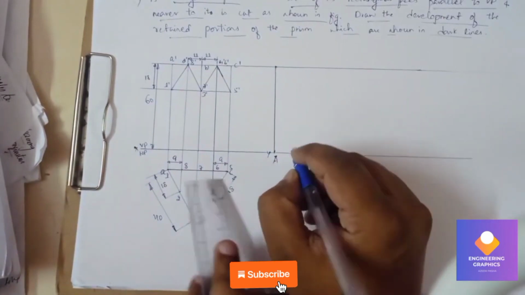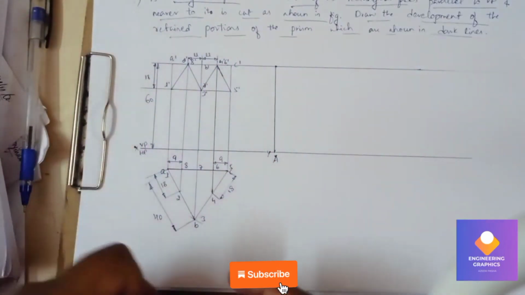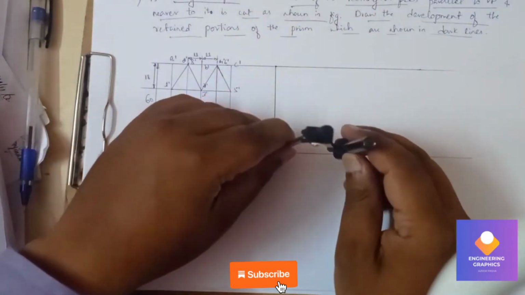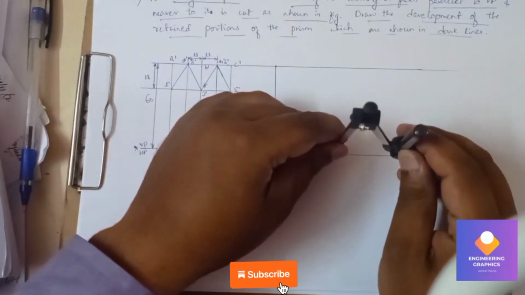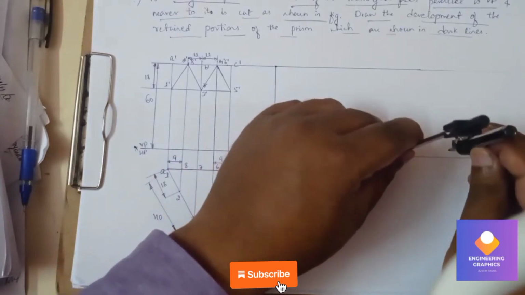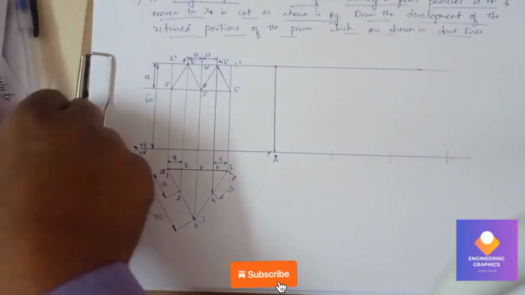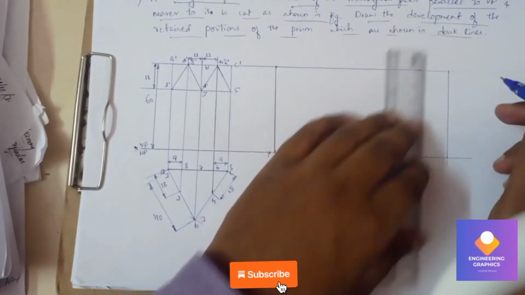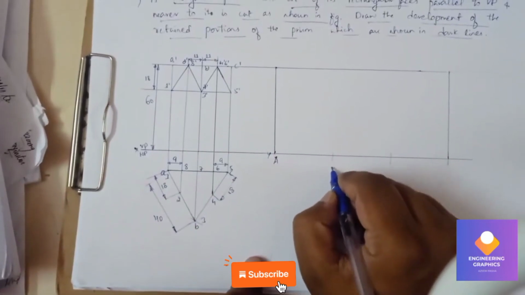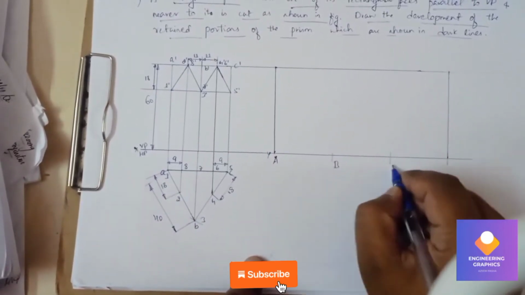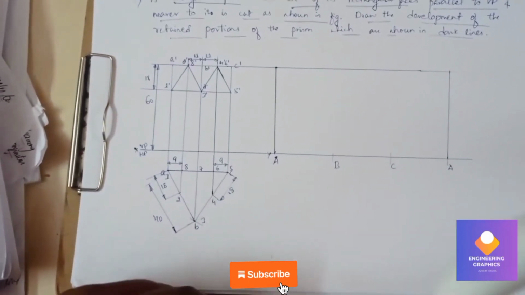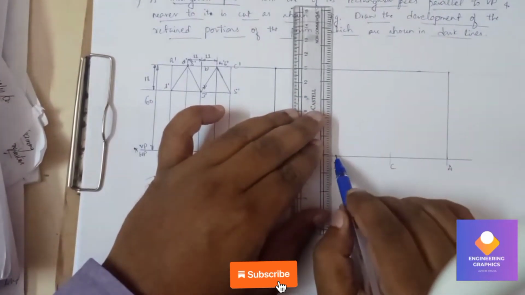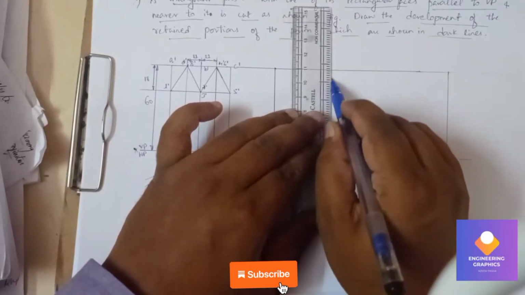That point is A. Here it is a triangular prism, so it has a dimension of 40. It has 3 sides, so 40 into 3 means 120. So 3 arcs I need to cut. So I can mention B, C and D and A. It is done with the parallel line method.